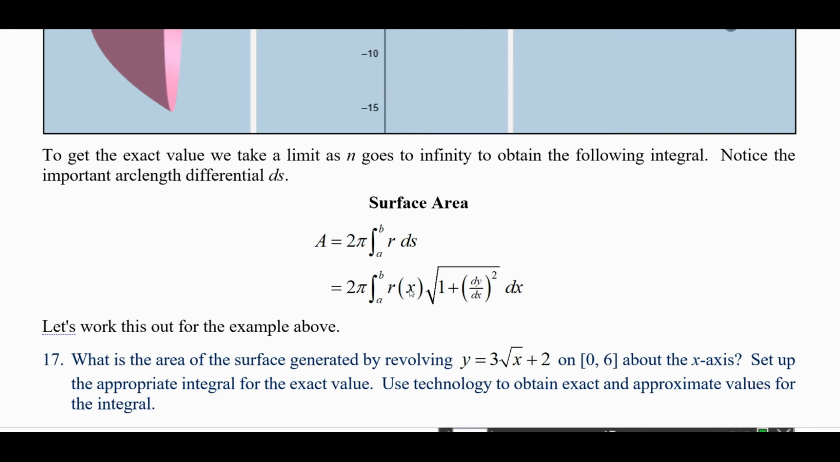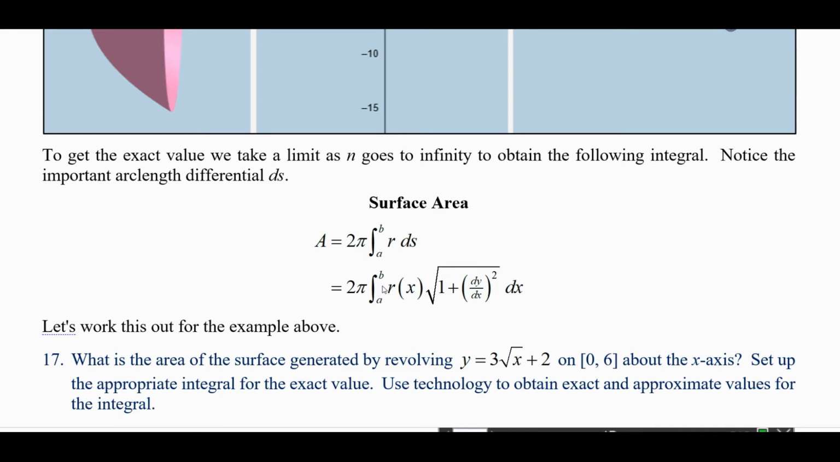whatever the radius is to the center point of each little piece, or basically from the line of revolution, the axis, to the curve. That's r, that distance. And then you have the function y of x, and find its derivative, dy over dx, square it, add 1, square root, multiply by dx. That is that arc length differential ds.